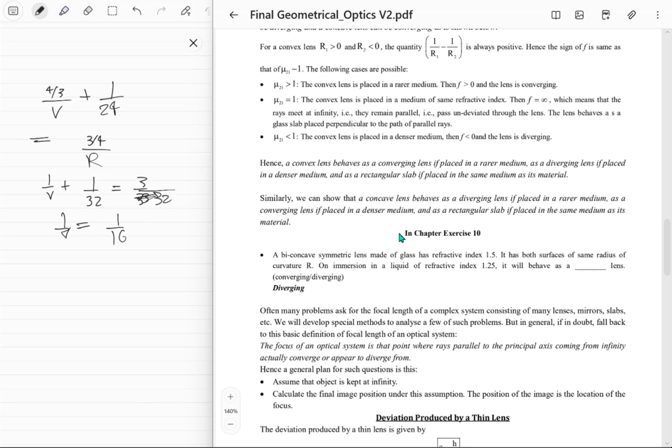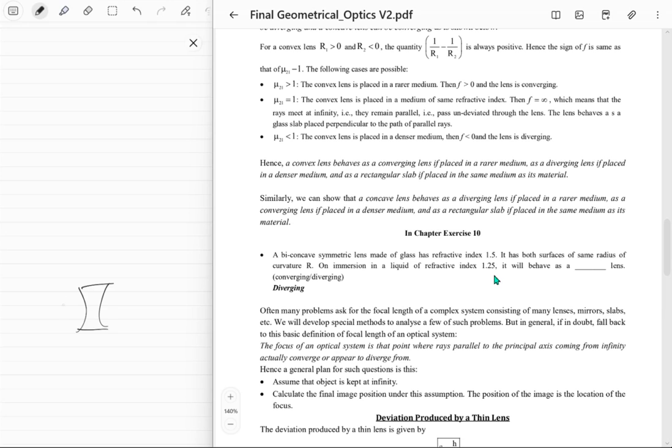Okay. In chapter exercise 10, a biconcave symmetric lens made of glass has refractive index 1.5. So biconcave, something like this. It has both surfaces of the same radius of curvature R. On immersion in a liquid of refractive index 1.25, it will behave as a something lens, converging, diverging, whatever. So just figure out the focal length. That's what we are saying really.